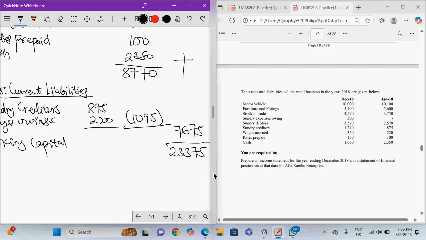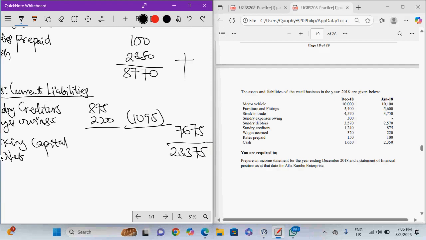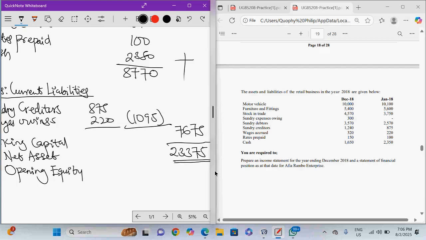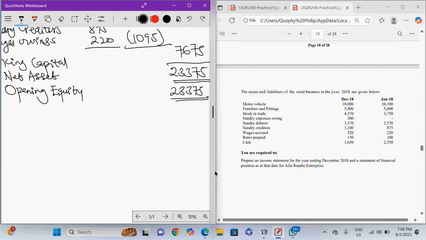So this is the net asset, which is the same as the opening capital, or the opening equity. So we are done with step 1. Quickly, step 2.